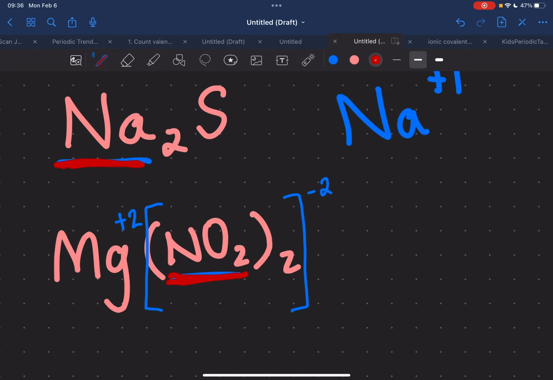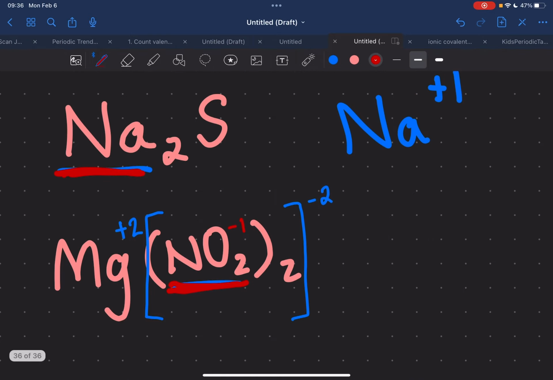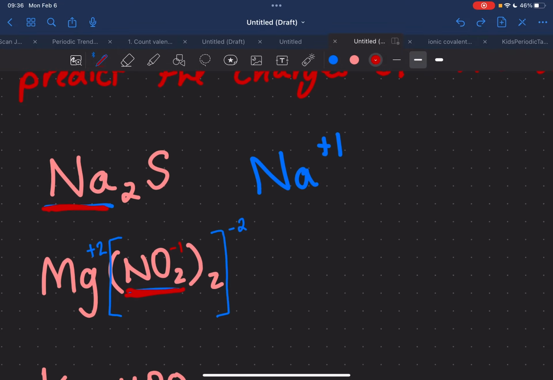But then how many nitrite ions do I have in this compound? I have 2. So then each nitrite must have a -1. Each nitrite must have a -1 charge if we want our overall compound to add up to 0. Because now my 2 nitrites together make a -2 charge, and that -2 charge can cancel out with my +2 charge for my magnesium ion.